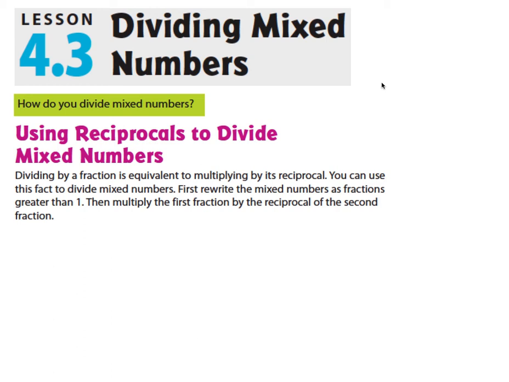Okay, you can use reciprocals to divide your mixed numbers just as you use reciprocals to divide your fractions. So dividing by a fraction is equivalent, or the exact same thing, to multiplying by its reciprocal. You can use this fact to divide mixed numbers. But the first thing you want to do is rewrite your mixed numbers as a fraction that's obviously greater than 1, or an improper fraction. Then you can multiply the first fraction by the reciprocal of the second fraction. And we're going to look at a couple examples of that.